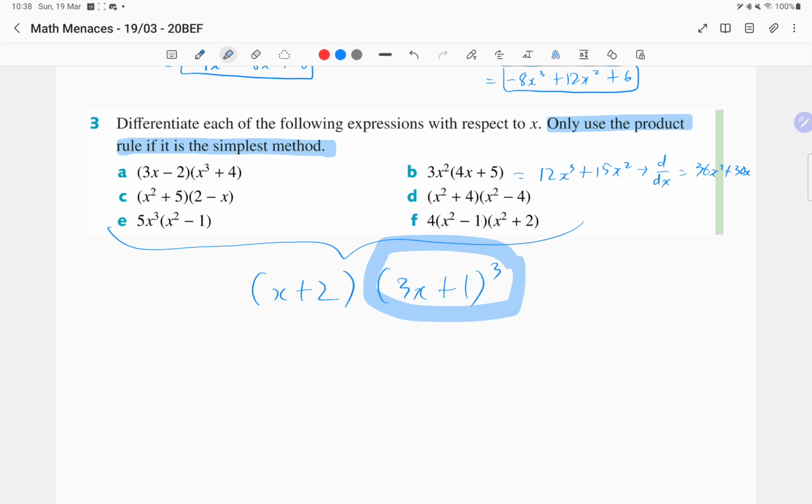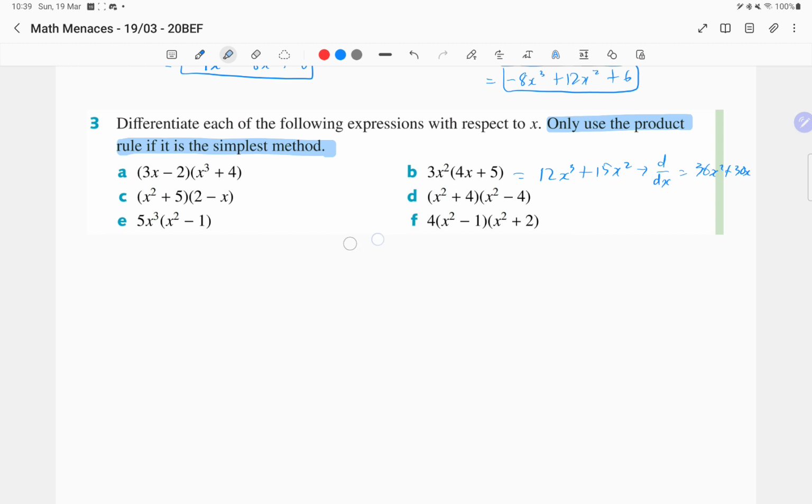You will see this kind of question later. It's actually a chain rule in a product rule. So it'd be 3 times 3x plus 1 squared, and then you do the chain thing. Very good. This is a chain rule in a product rule. Pretty sure you will see that later in question 4. So for question 3, don't even bother with the product rule, just expand it. Then when you go to question 4, that's when you actually have to use the product rule.